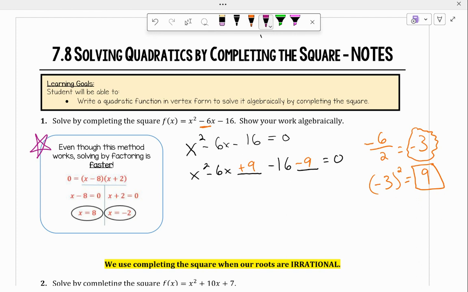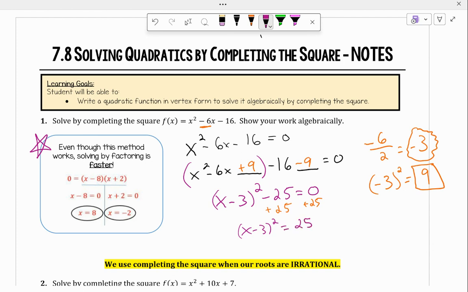And if you notice, this completes a perfect trinomial, which means we can change that to x minus 3 squared, because it's a perfect binomial. And we're going to combine like terms, so I get -16 minus 9, which equals -25. And we still have it set equal. Now we just need to solve. So I'm going to add 25 to each side, and we get x minus 3 squared equals positive 25.